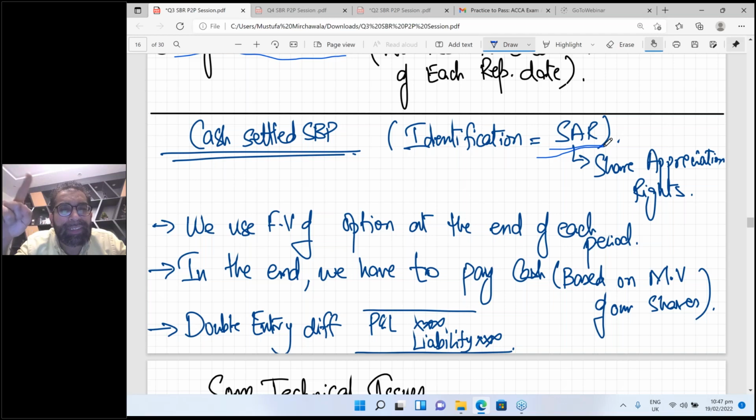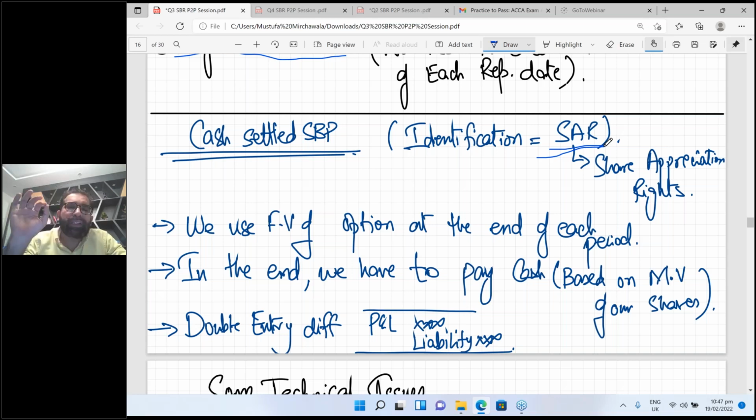So how much benefit is the employee getting? Employee is getting $70 per share. This $70 per share will be given to the employee in the form of cash. Okay, so this is all cash. This is share appreciation rights.